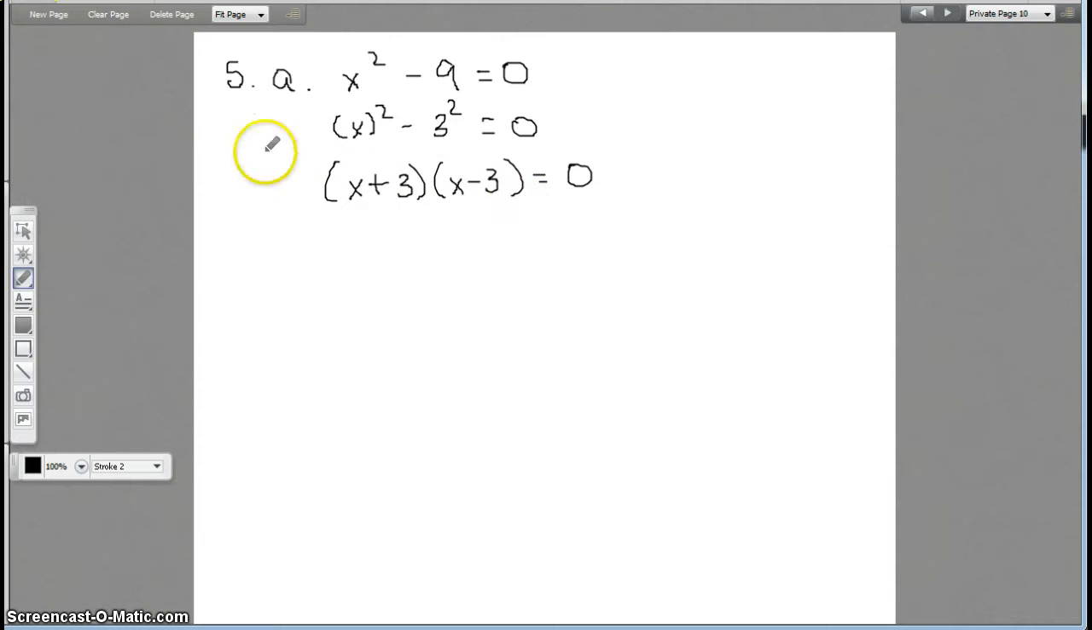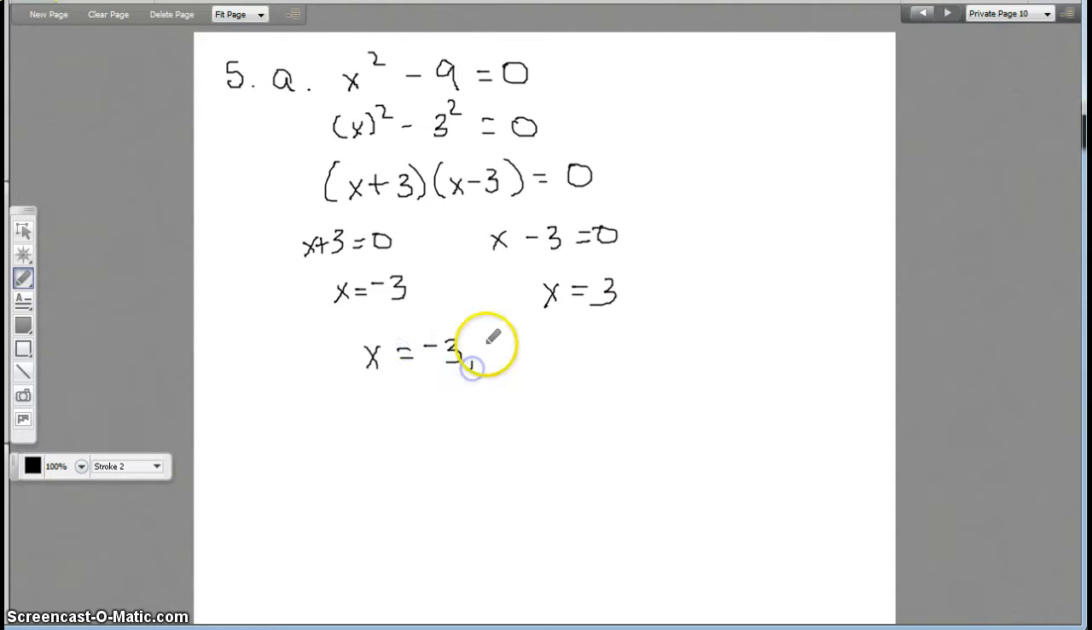We set each factor equal to 0. x plus 3 equals 0, and x minus 3 equals 0. We solve this left equation by subtracting 3 from both sides to get x equals negative 3. We solve the right-hand equation by adding 3 to both sides, so x equals 3. So our solution is x equals negative 3 and 3. Both of those will make our equation equal to 0.